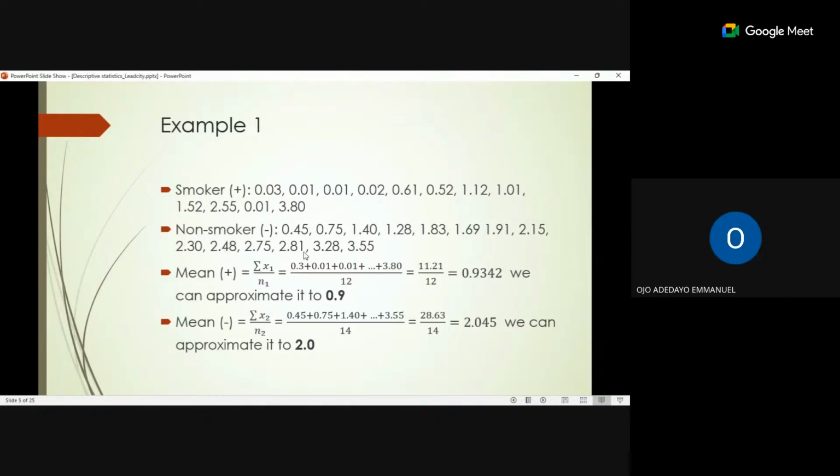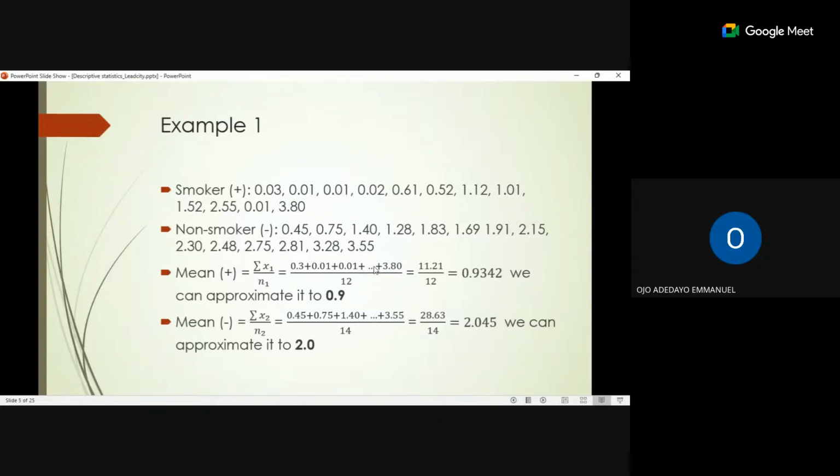If you look at the mean, look at this now. Since this is ungrouped data and I want to get the mean, remember I told us that we are going to add all these observations together. For the first one, the summation means addition. The reason why I'm putting X1 here is that I'm considering the smoker first. So it's going to be 0.03, then plus 0.01, then plus 0.01, plus dot, dot, dot.